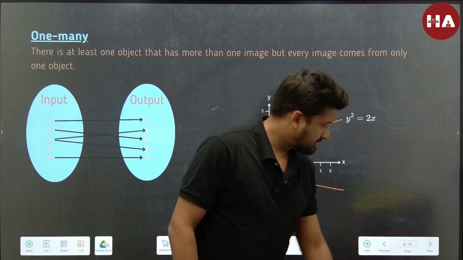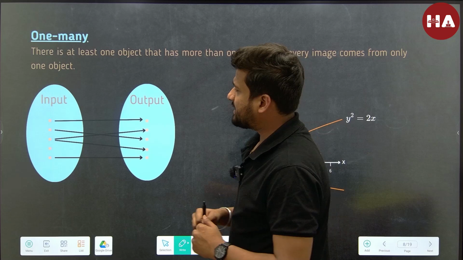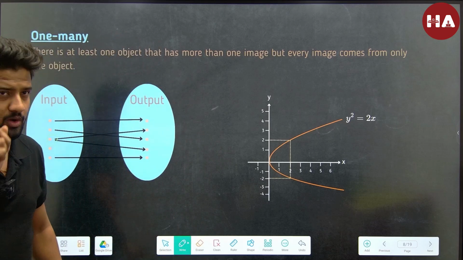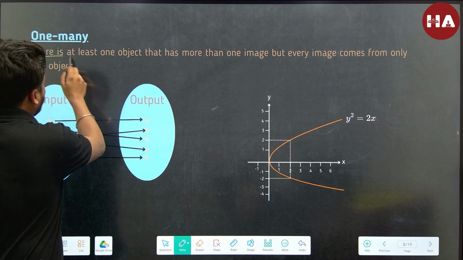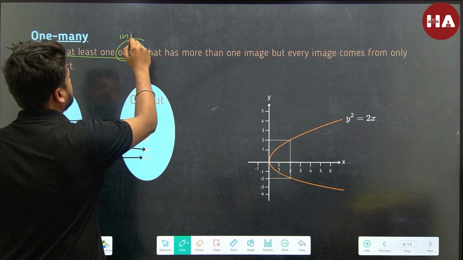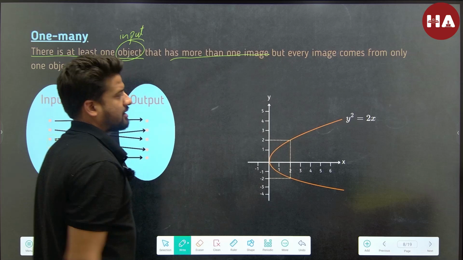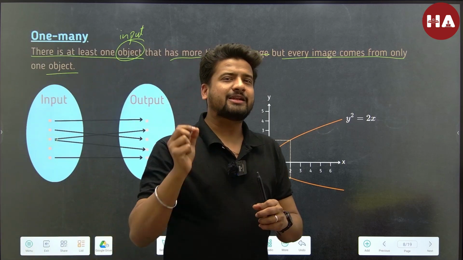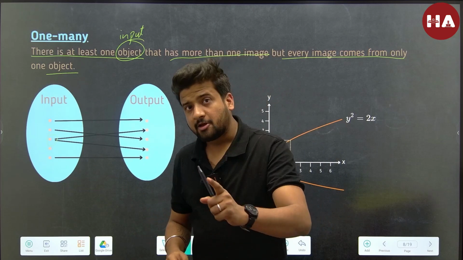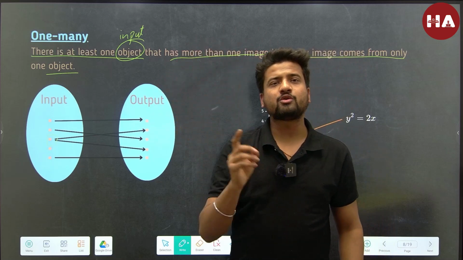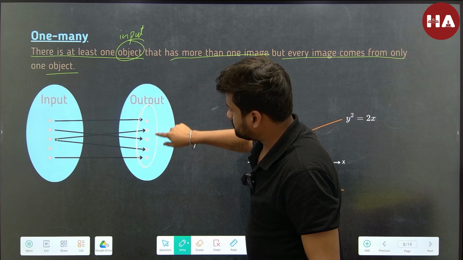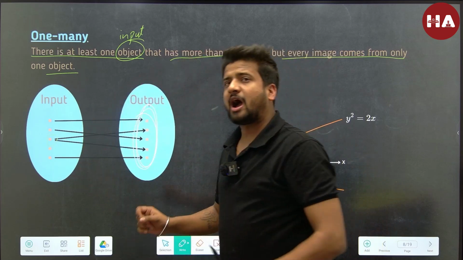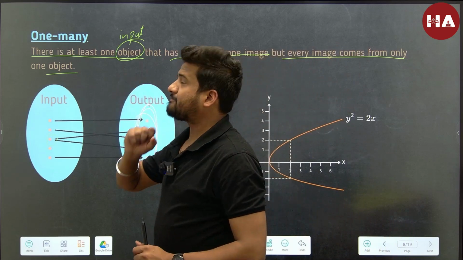Moving on to the next one, that is one to many. So one to many, basically there will be at least one input that will be having more than one output. And the definition goes as this: there is at least one object, or you can call it an input, that has more than one image. But every image comes from only one object, meaning there will be at least one input value that will have two separate outputs, right? But every output will have only one input. Every output has one input only, right? So that's an example of one to many.